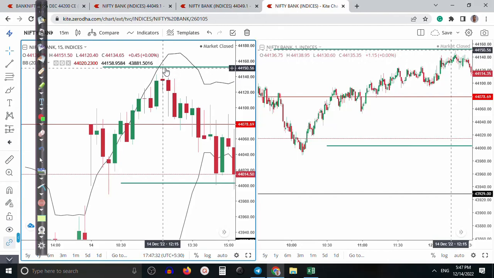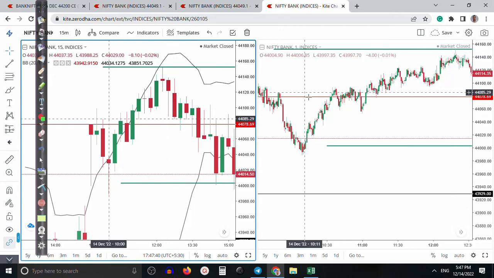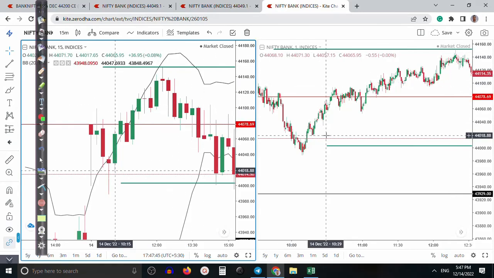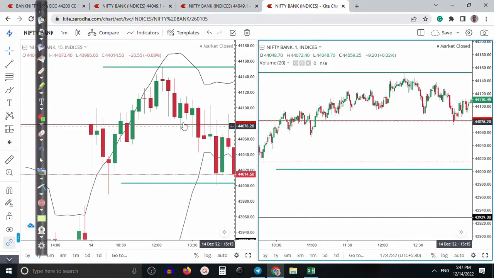44152. That was 0.25 standard deviation. I booked my profit by taking 100 points. So later here you can see somewhere here. So let me show you here. So why I placed the sell order.